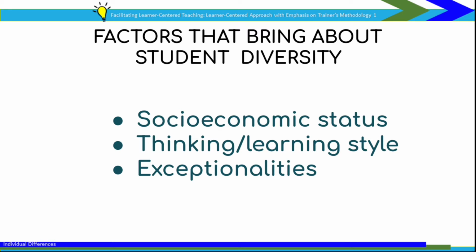When you talk about thinking or learning style, some of the students may learn better by seeing something, others by just listening, and still others by manipulating something. And lastly, for exceptionalities, in class, there may be one who has difficulty in spoken language comprehension or in seeing, hearing, etc., which we will discuss further.